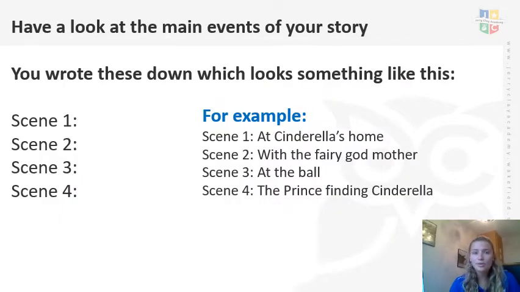Now, last time you had a go at doing your scene 1, so we're going to start having a look at scene 2. So we wrote something down like this, where you wrote the main events of the story and you built it up so that you knew exactly what event was going to happen in each scene. So last time we wrote scene 1, this time we're going to have a go at writing our next scene, our scene 2.